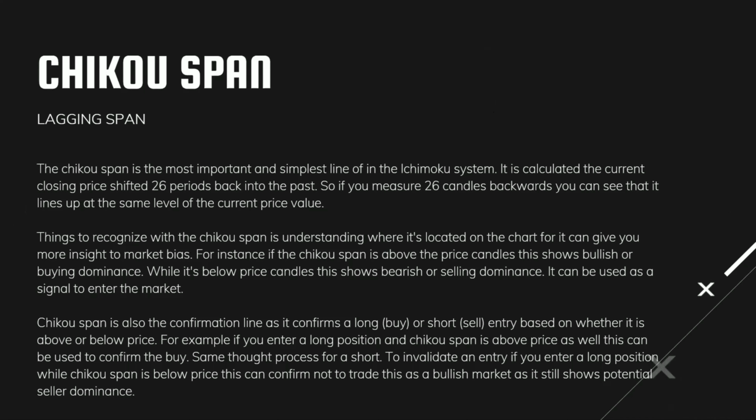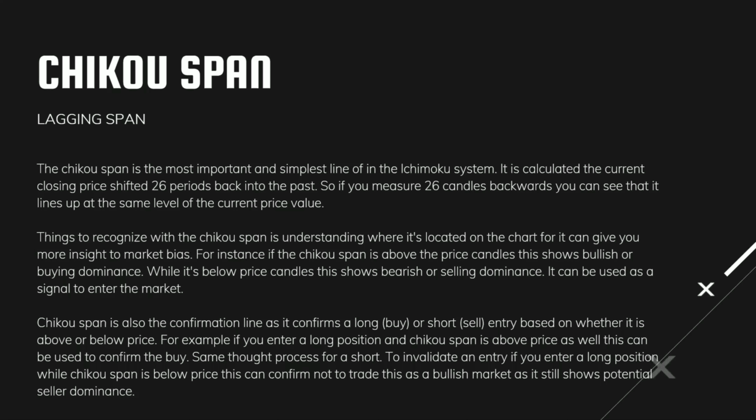So it is calculated as the current closing price shifted 26 periods back into the past. So if you measure 26 candles backwards, you can see that it lines up at the same level of the current price value. Things to recognize with Chikou span is understanding where it's located on the chart, for it can give you more insight into market bias.